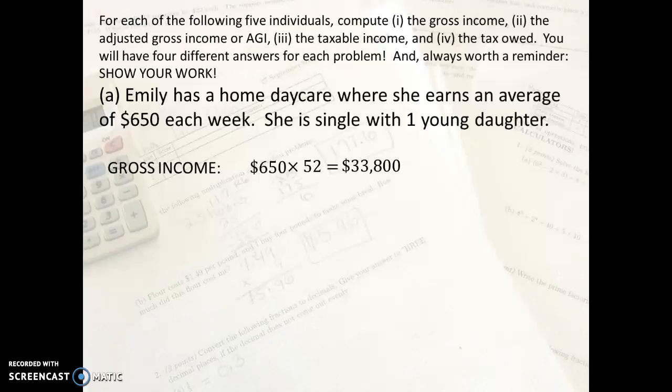Okay, that's it. And if you read through there, there are no other income numbers in there, no side jobs, no extra bank account, anything like that. So we've got a gross income.